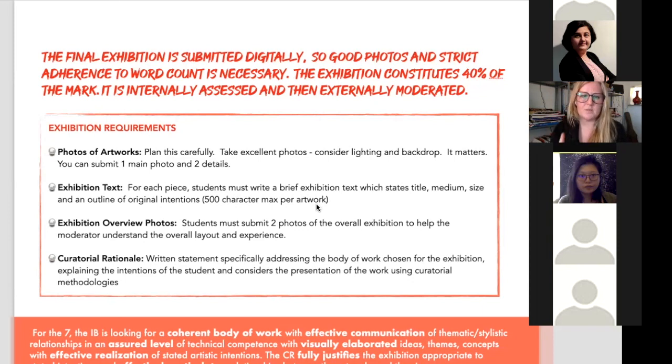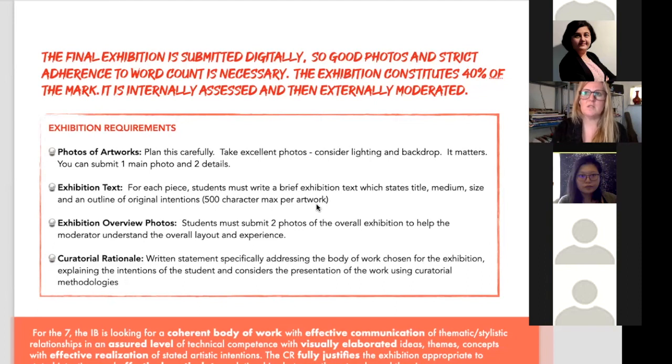Also, make sure that your exhibition text and your curatorial rationale are not the same. The exhibition text is the time for the students to explain specifically that artwork, like what inspired them, how they made it. And then the curatorial rationale is more about the overarching ideas about the exhibition and how the artworks connect with each other. And if the students are in HL, you really want them to discuss how they intend the audience's experience to be in the exhibition.